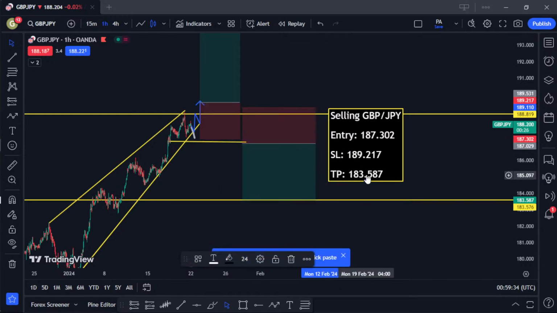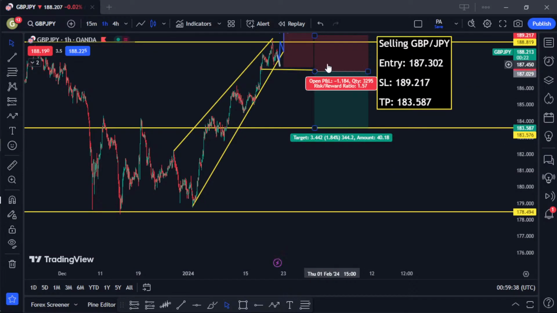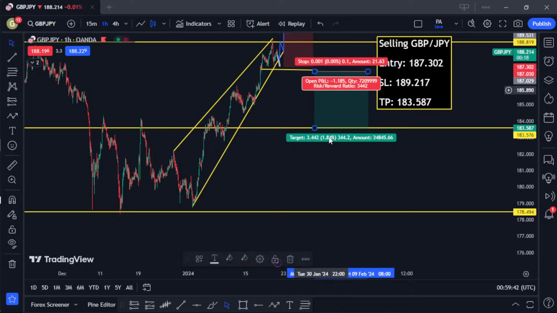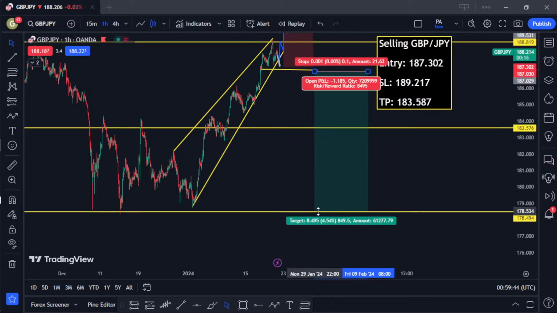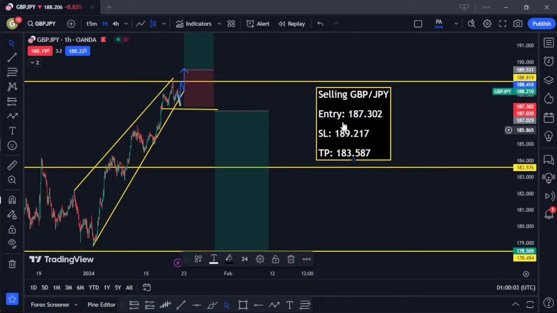After this take profit has been hit, once you see the market approaching this take profit, you can close a partial profit by taking your market to the entry point here and then setting your next take profit target to the 178.509 level. But for me, my main information will be selling GBPJPY at 187.302 and then looking for a take profit at 183.587 and a stop loss at 189.217. So this is my option if you are placing a sell order on GBPJPY.